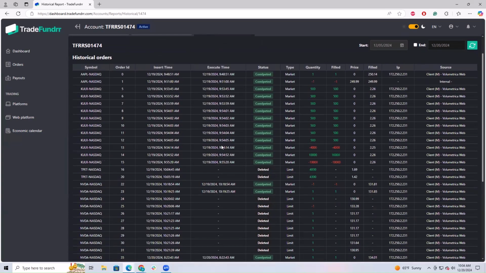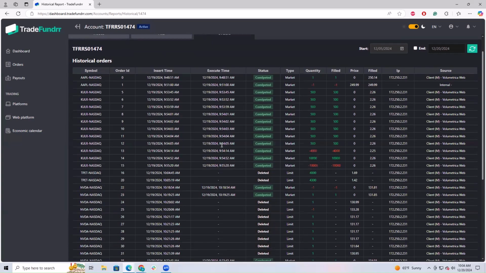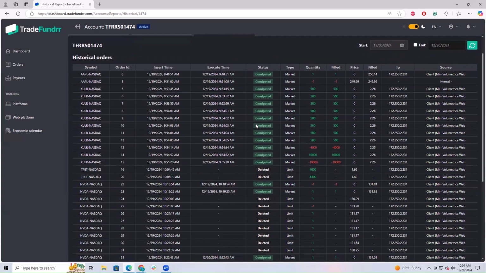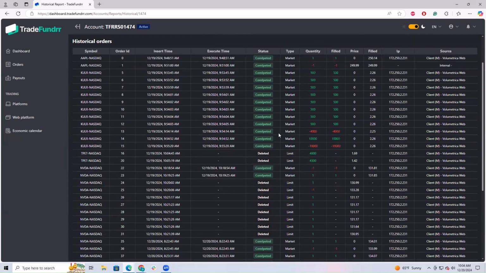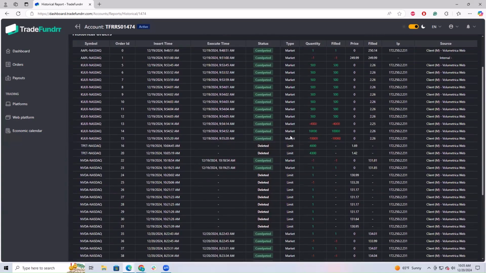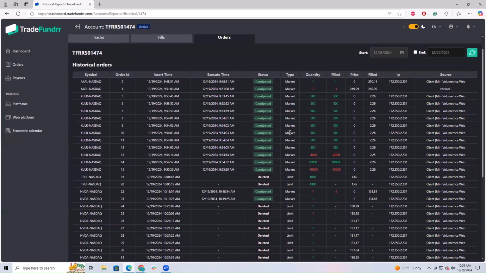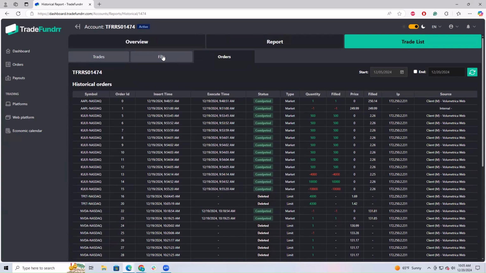Next to it will be your orders. It'll be similar to the fills and the trades. The big difference is that you will also see canceled orders, or if there was an error with an order, it'll show up here. They'll also show you the difference between market and limit. But similar to fills and trades, you can change the date range. If you want a specific range in mind, you can just change it here by selecting the calendar and then hitting the refresh button.